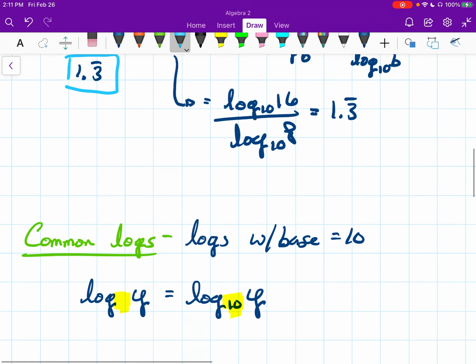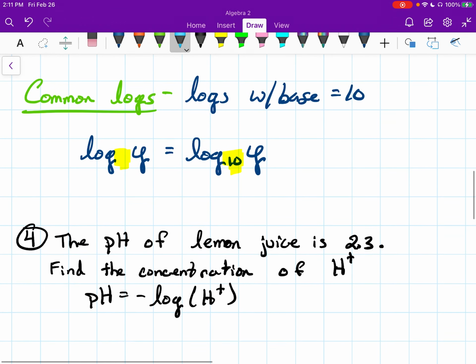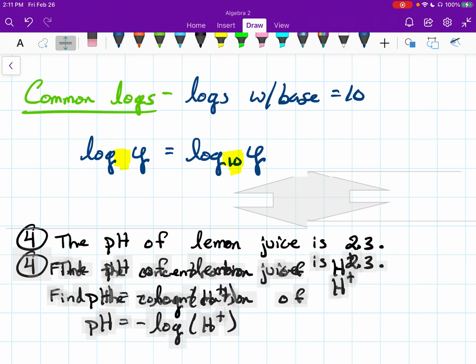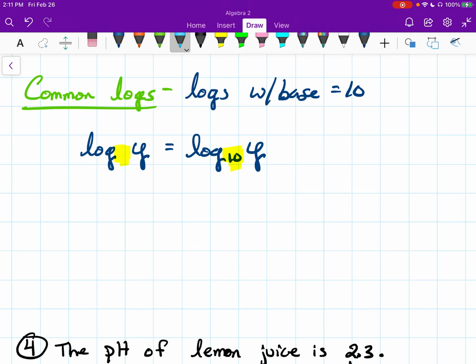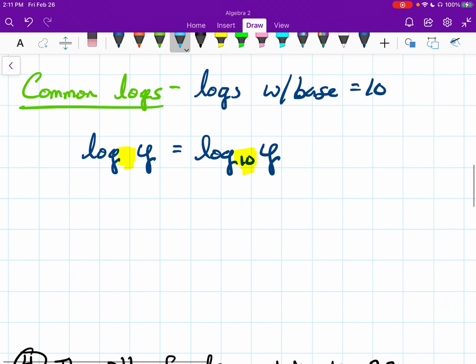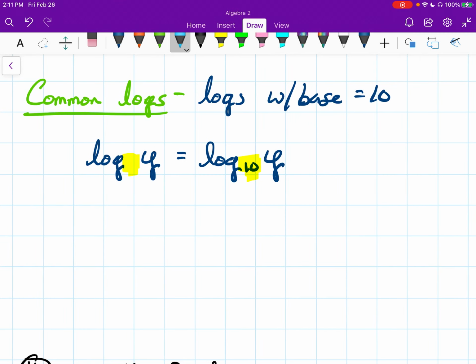Now, you probably already see that because the cheaper calculators do log base 10, there might be something special about log base 10. And there is. A common log is a log with a base of 10. Something special about common logs is that you don't have to write in the base. So if you just have log of y, that means log base 10 of y. So that's just a factoid that we need to know.